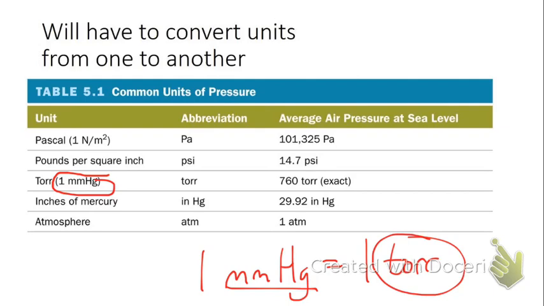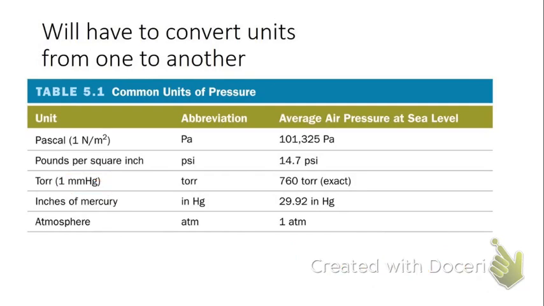You will not have to memorize any of the conversion factors to go from, let's say, pascals into torr or atmospheres into torr, because I will give that to you. But you do have to know that millimeters mercury is equal to 1 torr. So, that's going to be the most common way we measure pressure, is millimeters mercury.